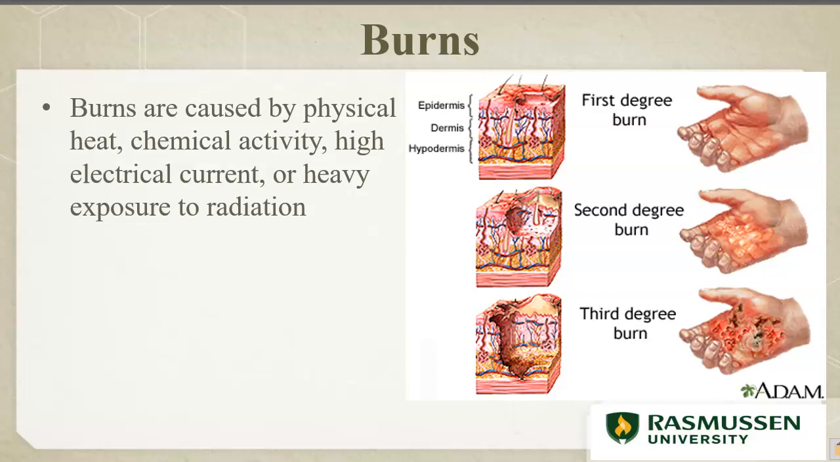And lastly, we have burns. This type of injury occurs when an area of tissue is destroyed by the action of physical heat, chemical activity, high electrical current, or even heavy exposure to radiation. The severity of the burn depends on the amount and the depth of the tissue that is injured.